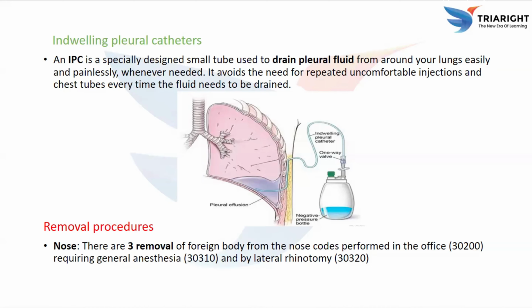So what are the types of removal procedures? The first procedure, the code range is 30200. So simple removal: the patient is awake and there is no requirement for general anesthesia. Whereas CPT code 30310 involves general anesthesia, where the child is uncooperative and the object is deeply lodged, which is a risk of aspiration.